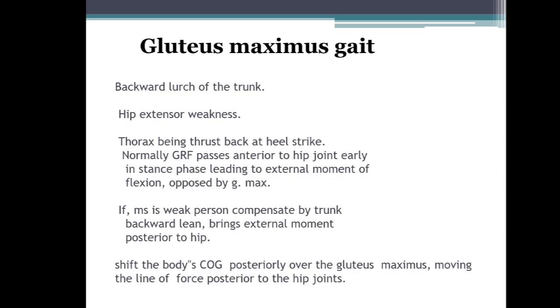Next we have the gluteus maximus gait. There is a backward lurch of the trunk, hip extensor weakness, and the thorax is thrust back at heel strike. Normally the ground reaction force passes anterior to the hip joint early in stance phase, leading to an external moment of flexion, which is opposed by the gluteus maximus. If the muscle is weak, the compensation is usually done by leaning the trunk backward, which brings the external moment posterior to the hip, and shifts the center of gravity posteriorly over the hip, moving the line of force posterior to the hip joint.